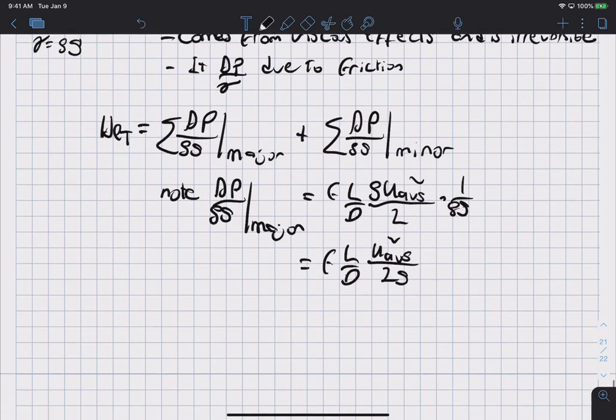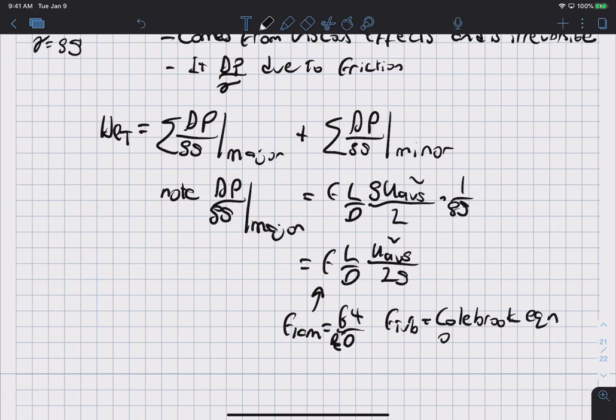Okay, and so those are the major flow losses, and the Darcy friction factor f laminar equals 64 over Re_D, and f turbulent equals the Colebrook equation or Moody chart.